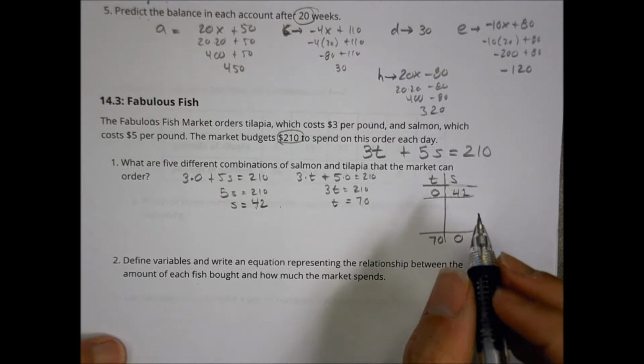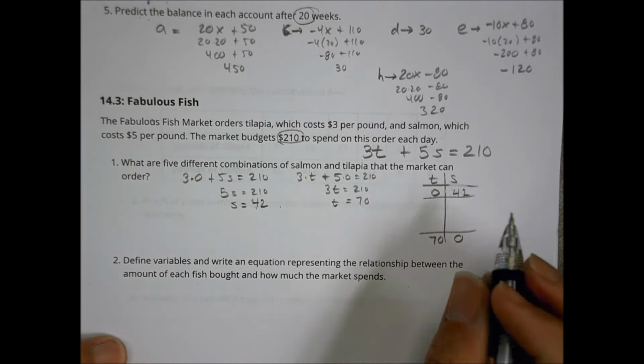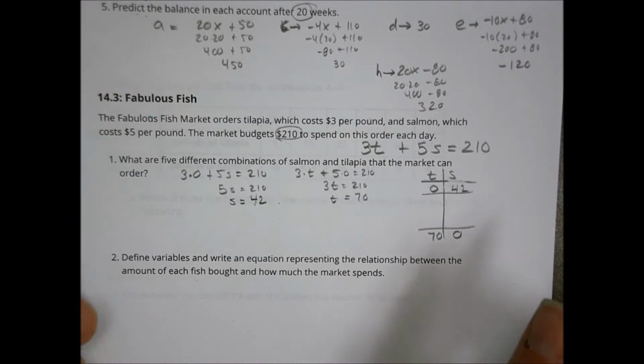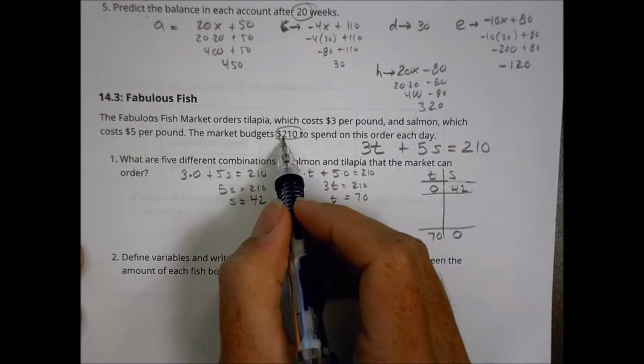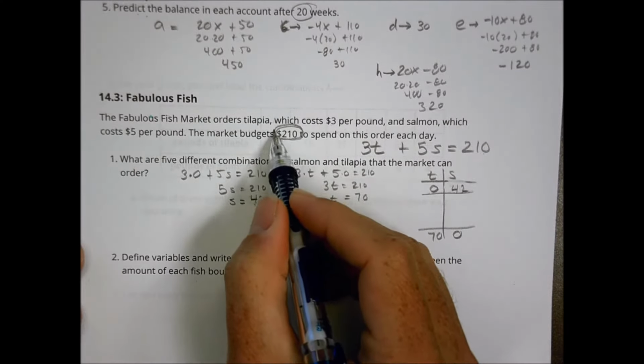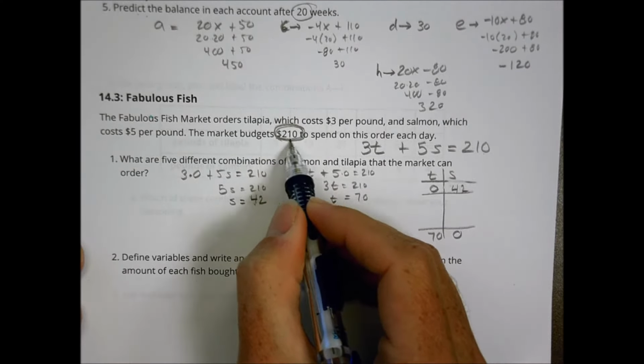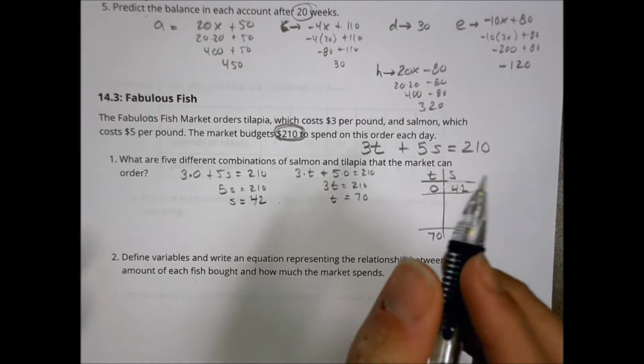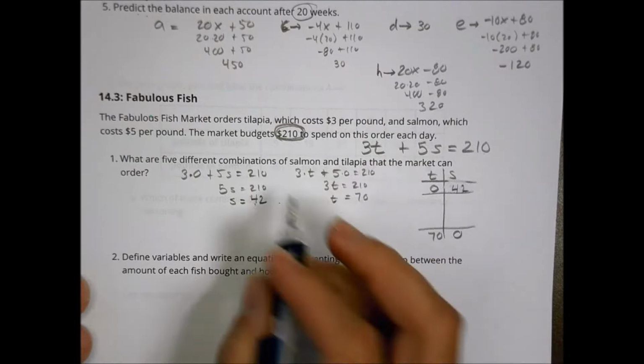I went ahead and said, let's just do 2 and see what I get. Okay. Now, the question I'm not sure about is, do I need to spend all $210? If I need to spend all $210, then I need an even answer. If I don't have to spend $210, I don't need an even answer. But let's go ahead and pretend like we do for now.